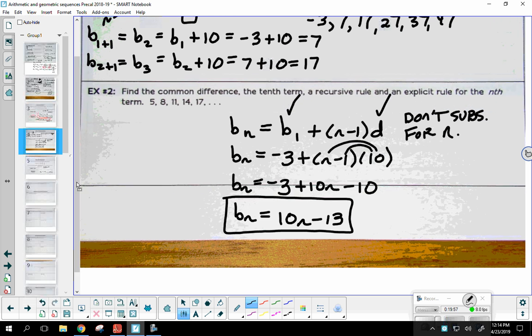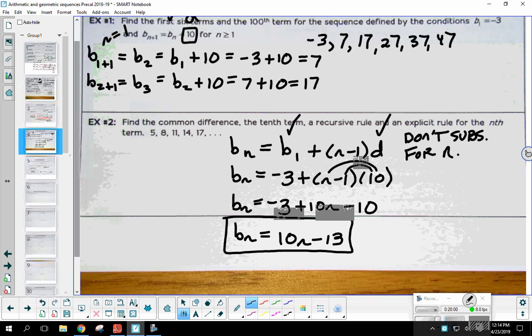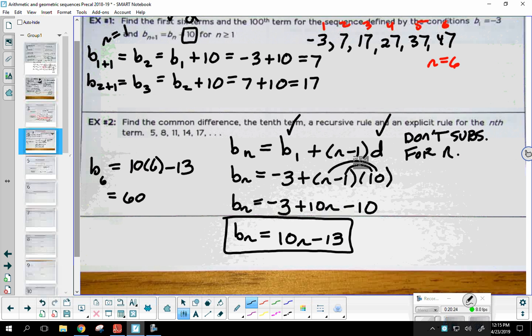We just put out the first 6 terms, right? So here's the first, second, third, fourth, fifth, sixth. So let's say n equals 6. If I plug n equals 6 in here, I should be able to get 47. Well, let's see. B sub 6 equals 10 times 6 minus 13. What's 10 times 6? 60. Minus 13 does give me 47. So our formula works. But now it wants me to find what?